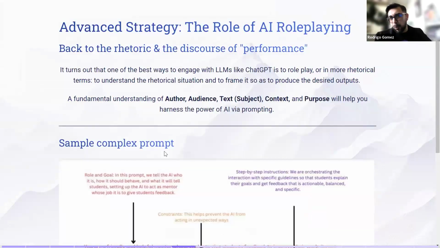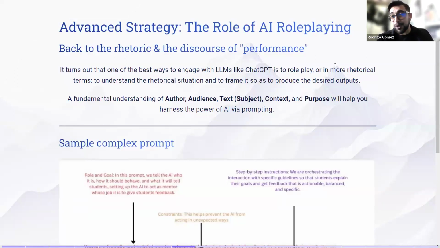Now, let's go into the advanced strategies then, right? Those simplistic strategies we've talked about a little bit already. Now we get to more advanced role playing. And role playing is a great way of determining here the rhetorical connection to everything else, right? The idea that you could somehow turn it into a rhetorical performance to analyze rhetorically for me is exactly what I want my students to do in the classroom. So here, it turns out that one of the best ways to engage with LLMs like ChatGPT is to role play.